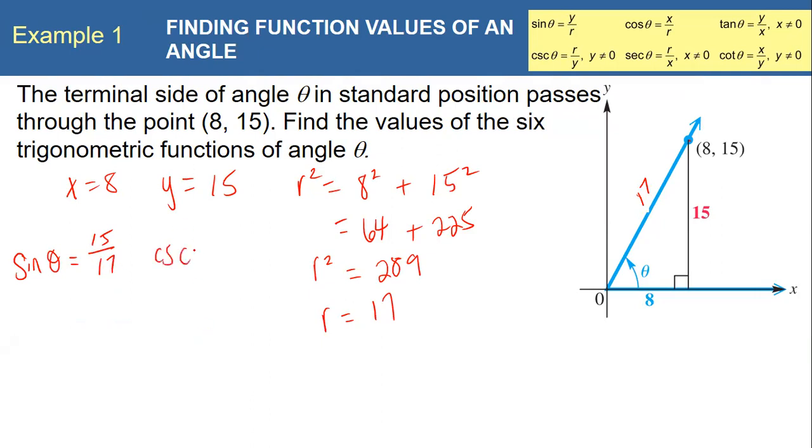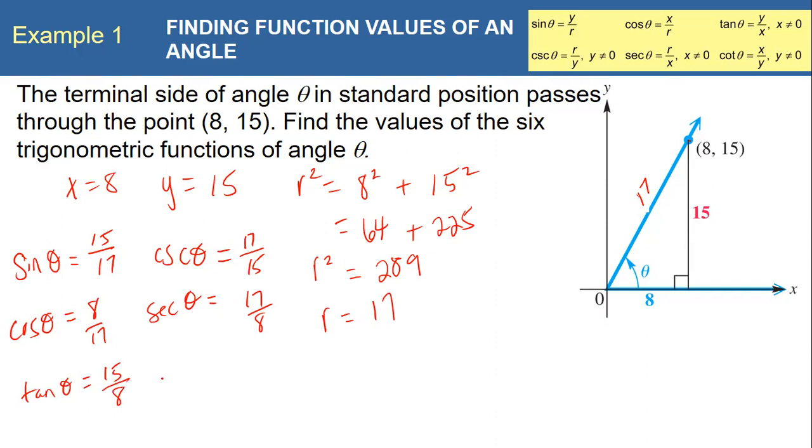Its reciprocal is cosecant theta. So what is this reciprocal? 17 over 15. Cosine theta equals X over R, and what is X? 8 over 17. And its reciprocal is secant theta. So what's my secant? 17 over 8. And then we have tan theta. Tan theta equals Y over X. So we have 15 over 8. Its reciprocal is cotangent theta, and we get 8 over 15.